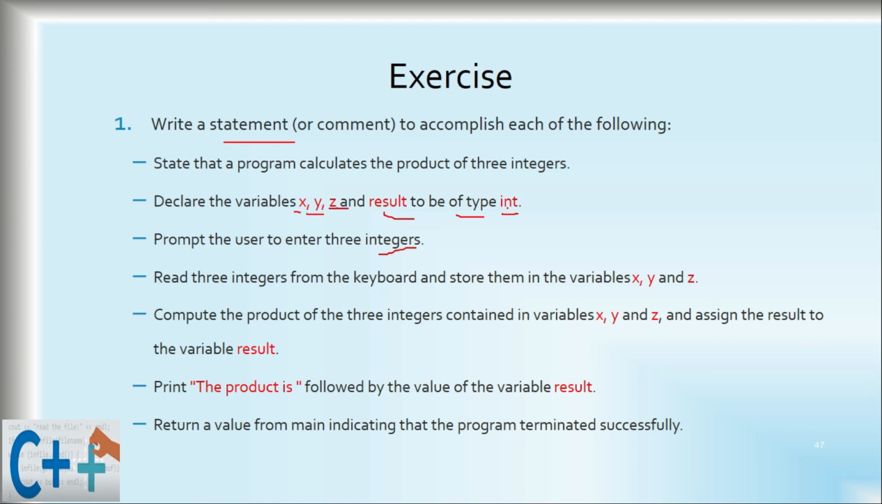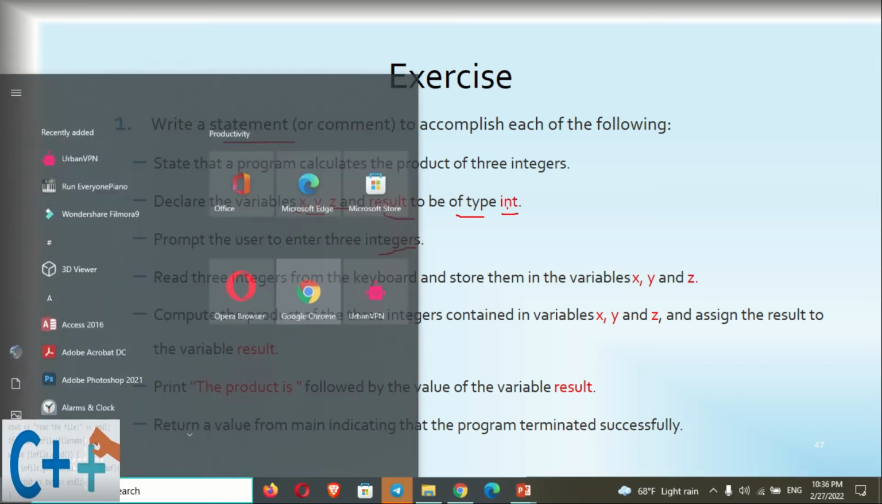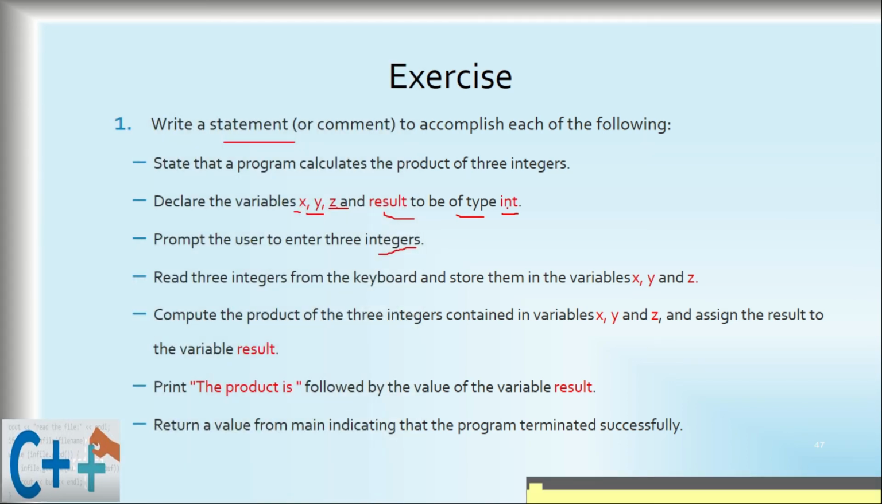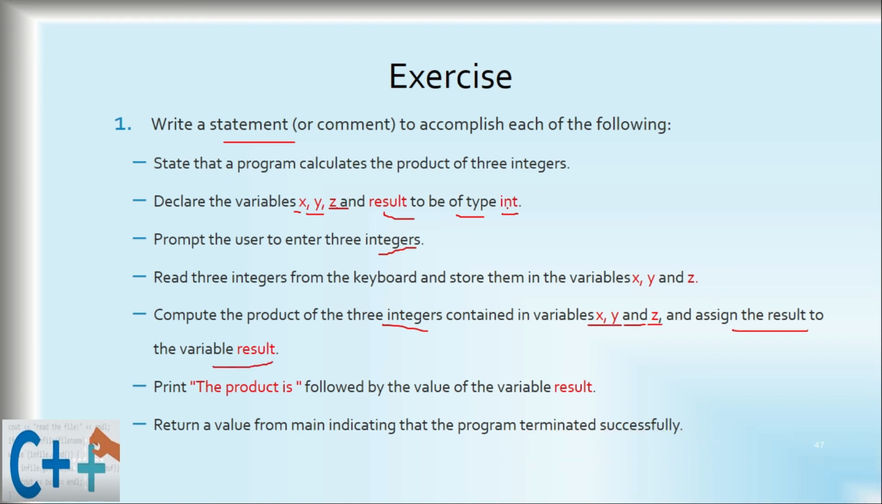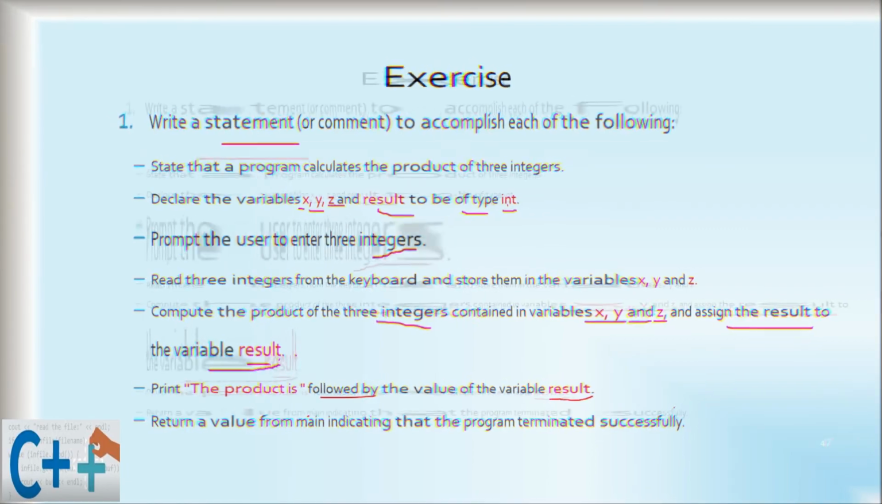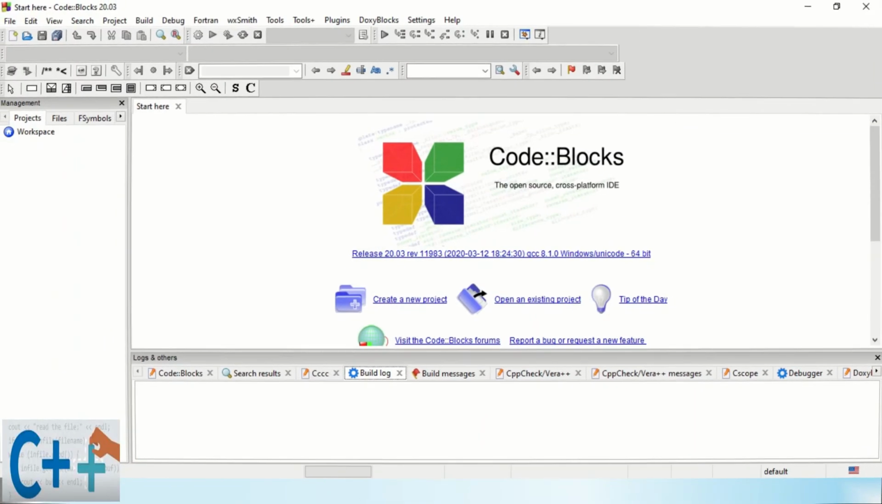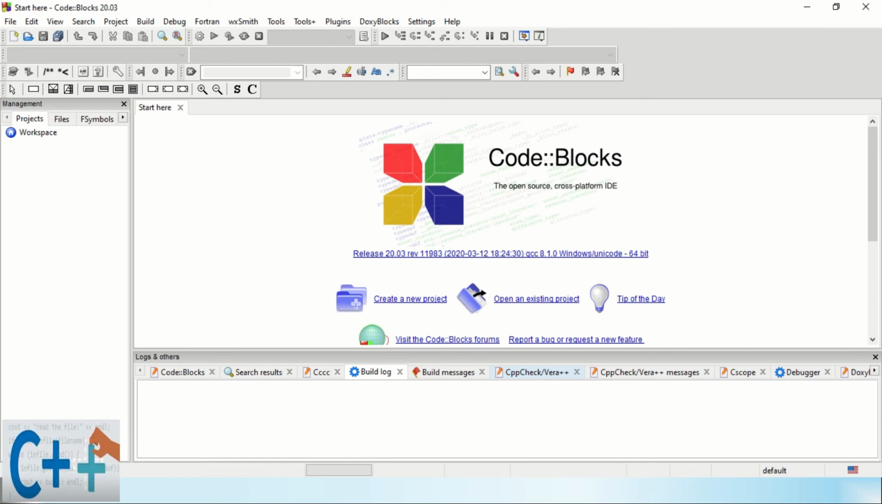And I have also given other problems to solve, based on the lecture that I showed you. Compute the product of the three integers x, y, and z, and assign the result to a result variable. The variable is result, with data type int. Print "The product is" followed by the value of the variable result. Return a value from main indicating that the program terminated successfully, meaning return 0. Good. Yes, this is how to complete this problem in a code block.